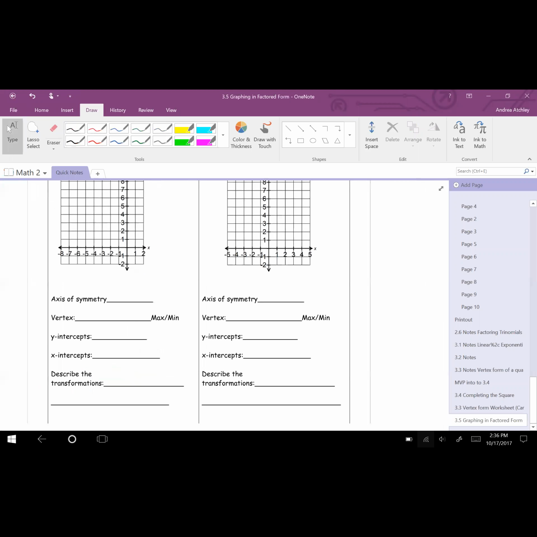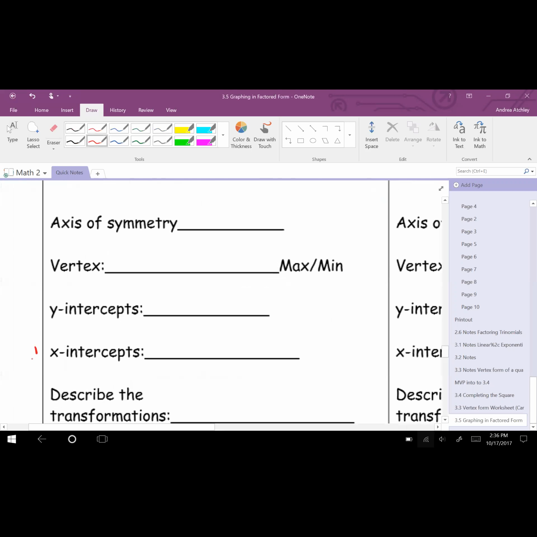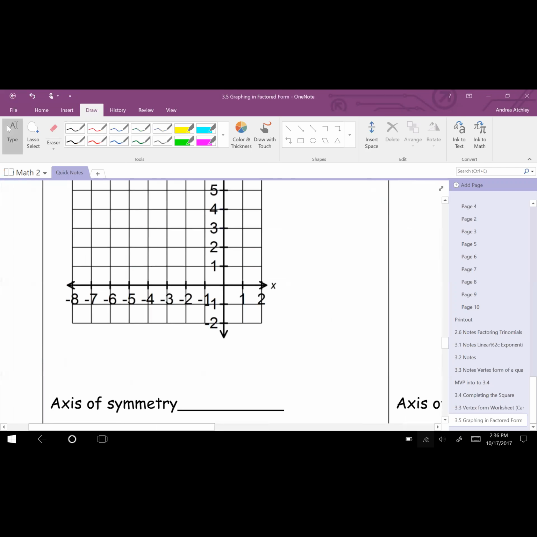We want to start with the x-intercepts. So that gives me -5 and then -3 and 0. So I have -3, -5.